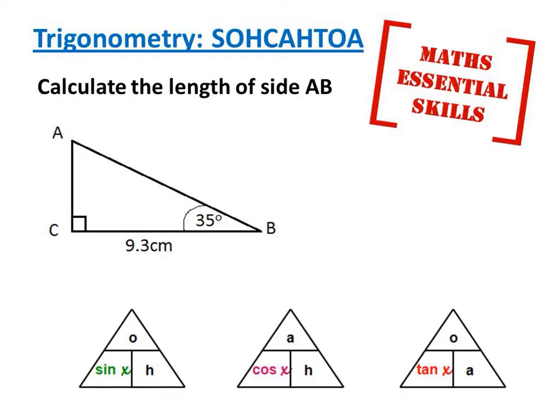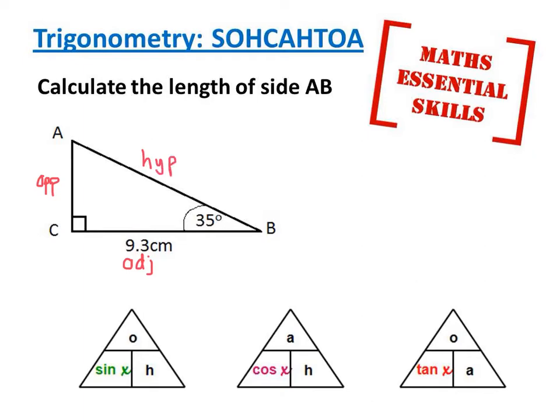Now let's label the triangle up. The side opposite the angle in the question, the 35 degrees, is the opposite. The side in between the angle and the right angle is the adjacent. And the side opposite the right angle, the long side, is called the hypotenuse.